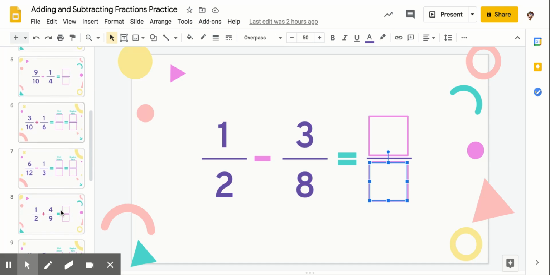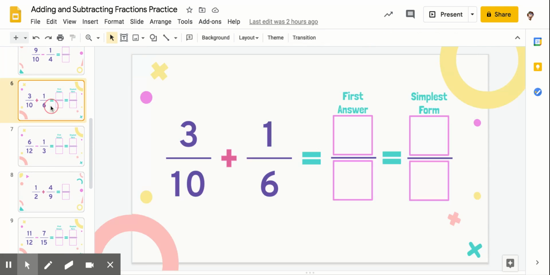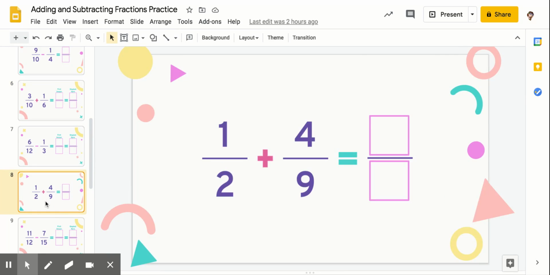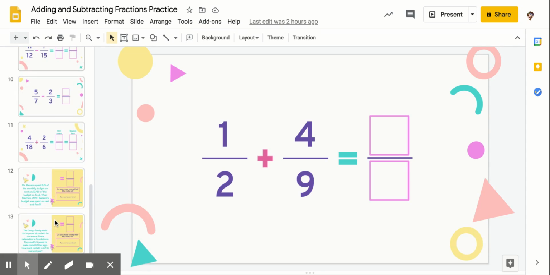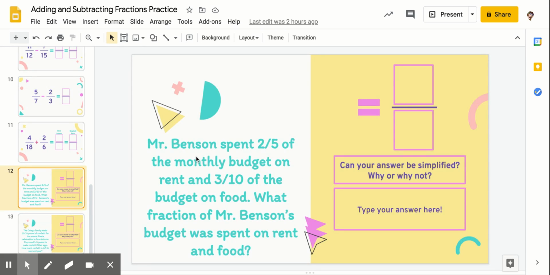So just like I've shown, if it can be simplified, you'll have slides that look like this. If it cannot be simplified, you'll have slides that look like this. So this is kind of just a hint to remind you to simplify. Some fractions cannot be simplified, some fractions can. Our last two problems are going to be word problems, so make sure we are reading them carefully.